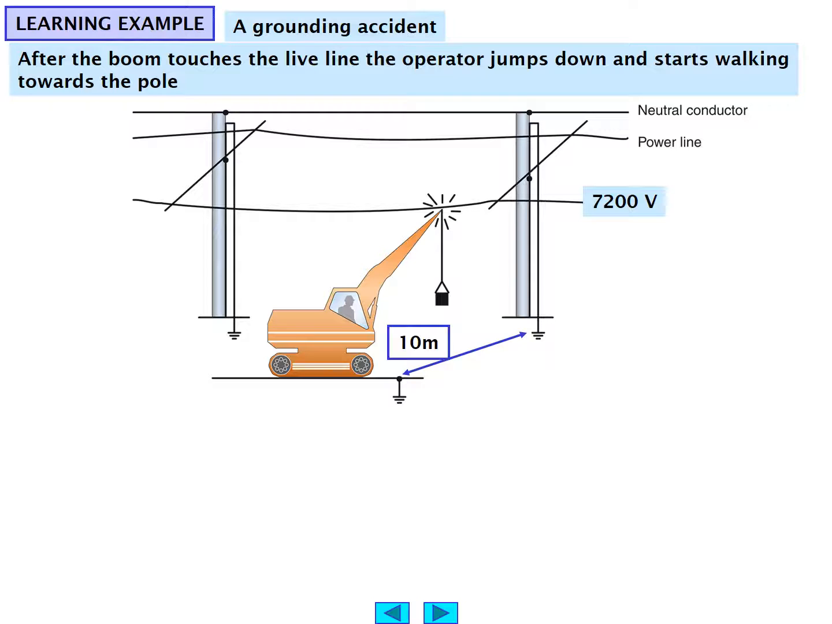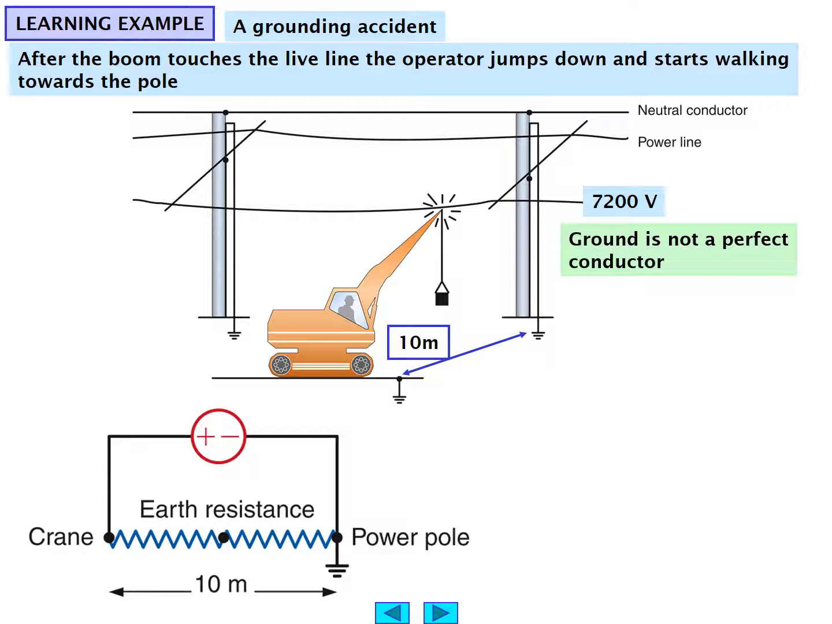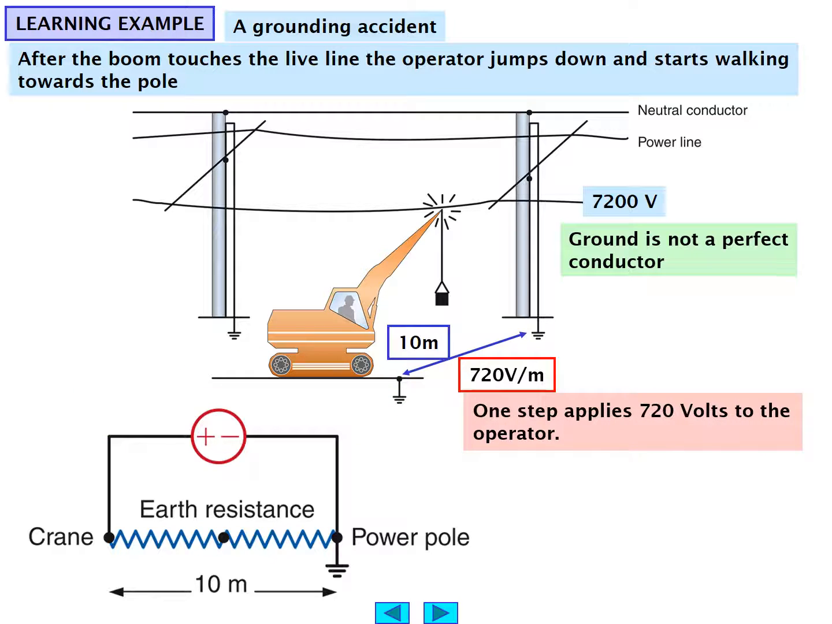After the boom touches the live wire, the operator jumps down and starts walking towards the pole. The ground is not a perfect conductor. However, it does have sufficient resistance to cause a problem between the crane, the earth resistance, and the power pole. And therefore, at 720 volts per meter, 10 meters, 7,200 volts, each step applies 720 volts to the operator as a result.